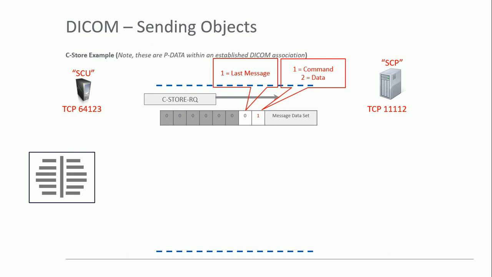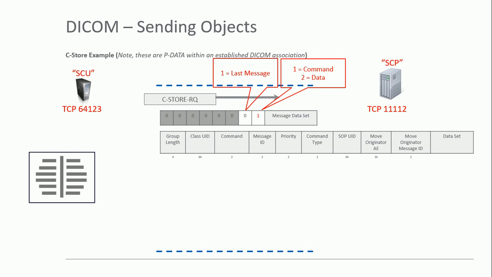It's a 1-bit field, right? So a 0 is data. And then the 7th bit is 1 if it's the last message, and 0 if there are more messages for this request, right? So in my C-Store request, the first C-Store request message is going to have a 0 and a 1, meaning that it's not the last message, and it's the command. It's basically saying, I want to store a message, right? I want to store some DICOM data with you. And it's going to provide information about what we want to store, right? It's going to establish some identity for this communication so we can reference the different parts of this data that we're going to get in here in a few seconds.